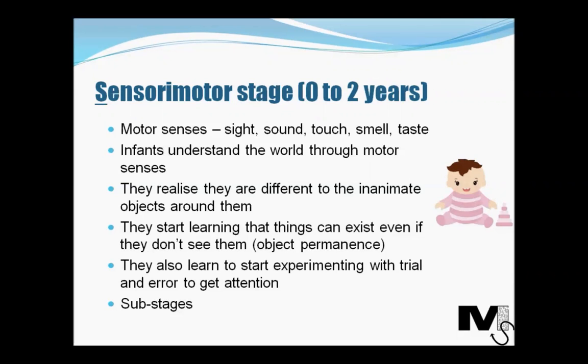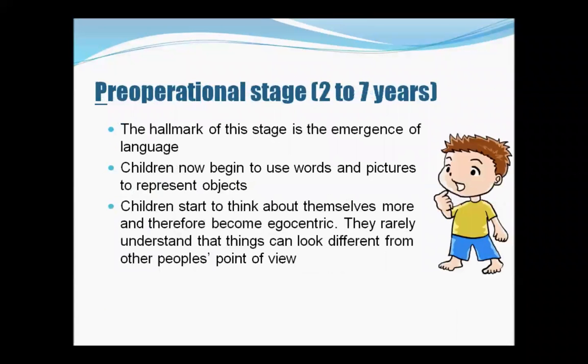Piaget actually divided this stage into various substages, which explain the same thing in greater detail. So we're not going to go into those substages in this video. We're going to move on to the next stage, which is the pre-operational stage, which is from 2 to 7 years. The hallmark, the primary development in this stage is language.